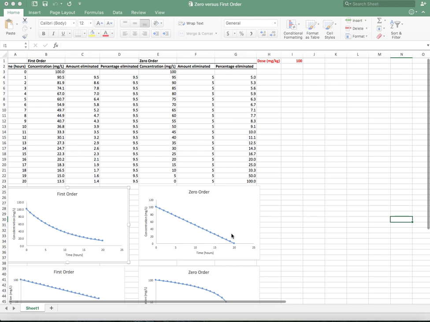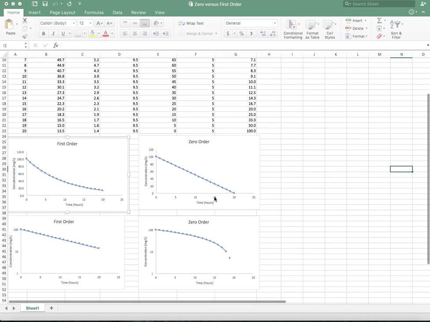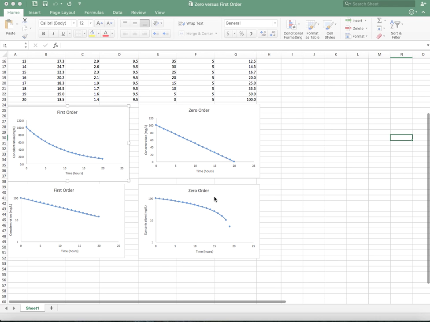But notice that because the amount of drug being eliminated remains constant over time, but the amount of drug in the body is decreasing, a greater and greater proportion of the drug is being eliminated over time. And this is why when we plot the time concentration curve for a drug with zero-order kinetics on a semi-logarithmic scale, we notice that the curve gets steeper and steeper over time.